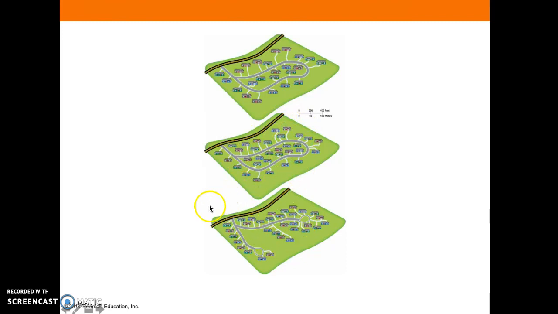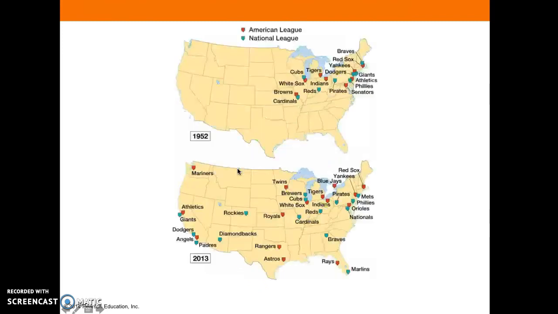So here you're going to see them clustered together more. So you've got more open space, and the houses are closer together. And here they're a little more dispersed.